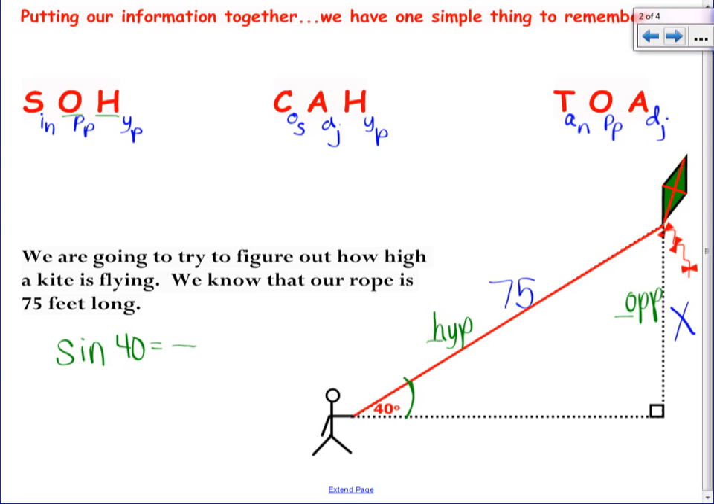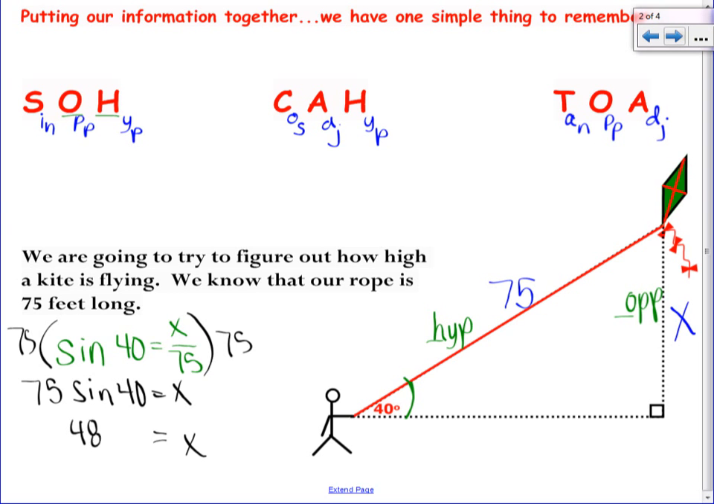So what is this going to be? How do we solve these? Multiply by that denominator. 75 sine 40 equals x. There's no more solving to do because x is by itself. So how long is that x value? Yes. 48.2.